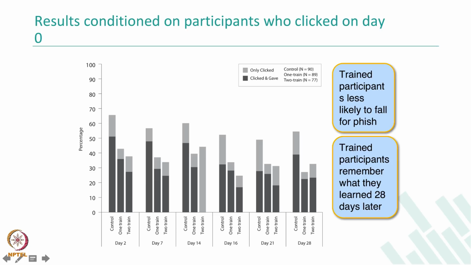All of them are lower compared to the control condition, whether you look at clicked and gave, or only clicked, or together. The training condition participants are lower. Trained participants remember what they learned 28 days later. So how do you find this?